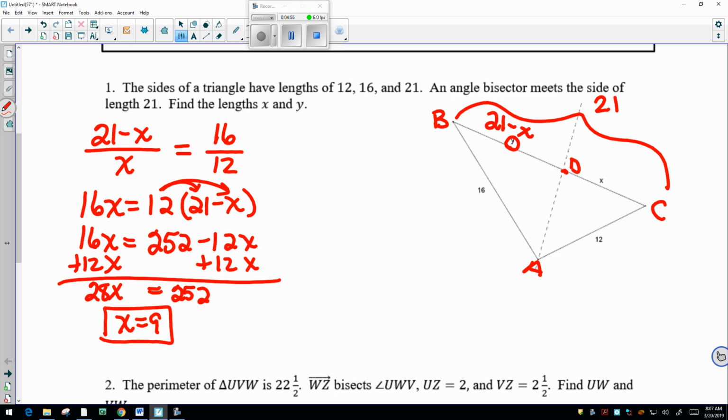So now keep in mind, we wanted to find the lengths of x and y. We had already stated in the beginning y was going to be equal to 21 minus x. So if I do 21 minus 9, that means y is going to be a total of 12. So now we have our measurements.